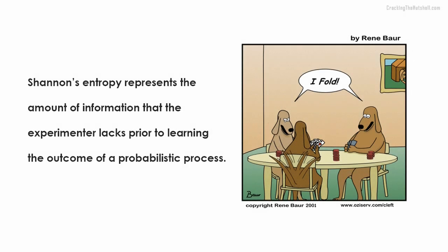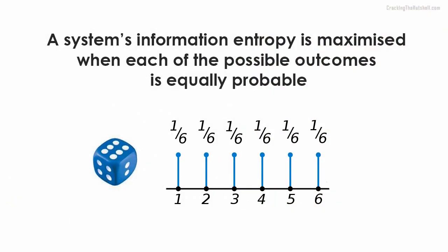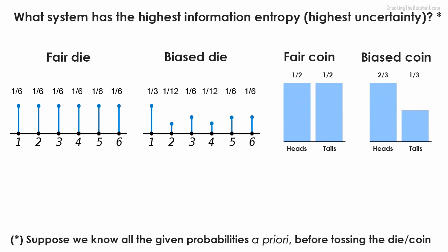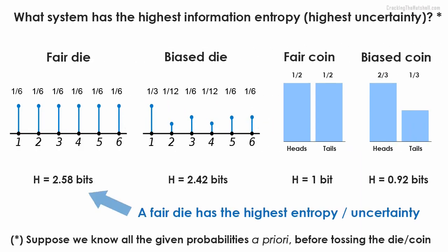Another way of describing Shannon's entropy is to say that it represents the amount of information the experimenter lacks prior to learning the outcome of a probabilistic process. Hence, according to Shannon's formula, a message's entropy is maximized when the occurrence of each of its individual parts is equally probable. What this means is that we will gain the largest amount of Shannon's information when dealing with systems whose individual possible outcomes are equally likely to occur. For instance, throwing a fair coin or rolling a fair die, both systems having a set of possible outcomes which are all equally likely to occur.